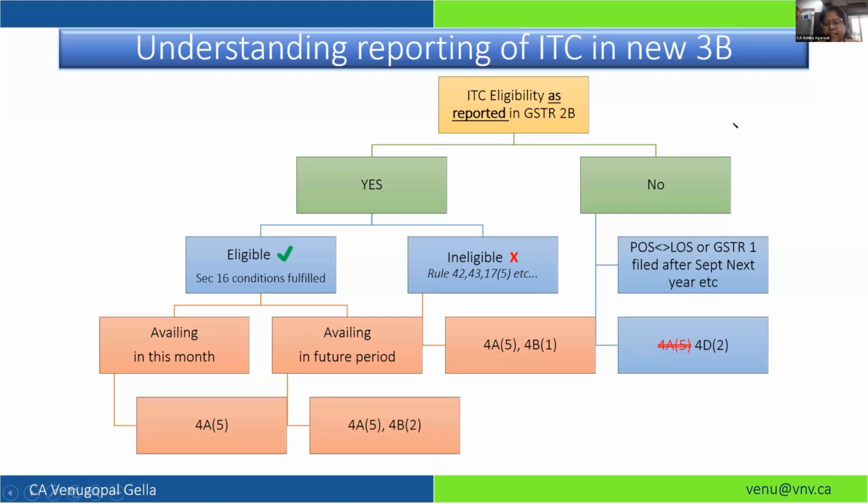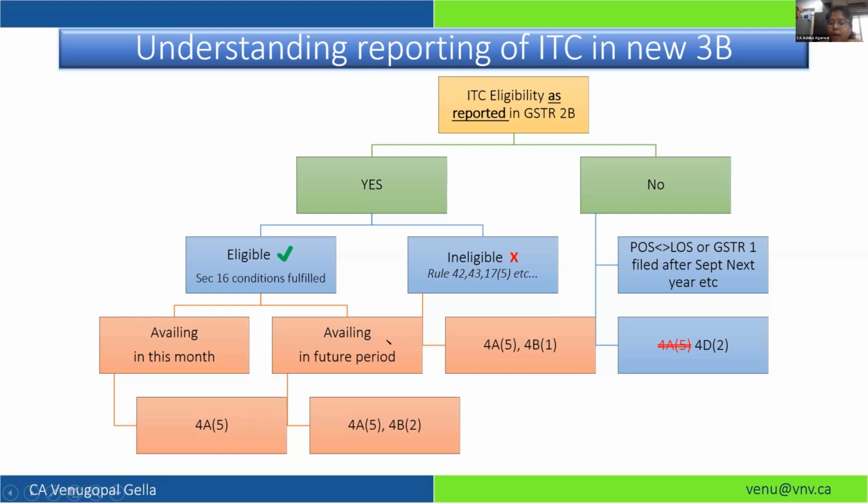Now, reporting of ITC is very important. As we know, data in ITC is auto-populated based on GSTR 2B. All the data which is auto-populated based on GSTR 2B is shown in your 4A5. So all other ITC shows over there. Now you have to do the proper reporting of it. The ITC which is eligible and which is in relation to that month, you have to show in 4A5.